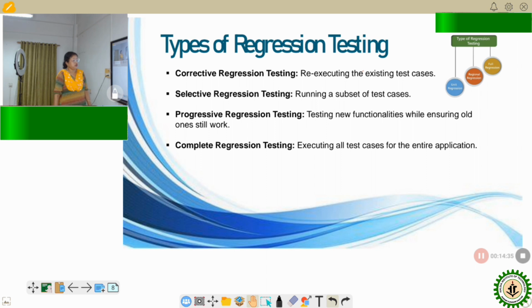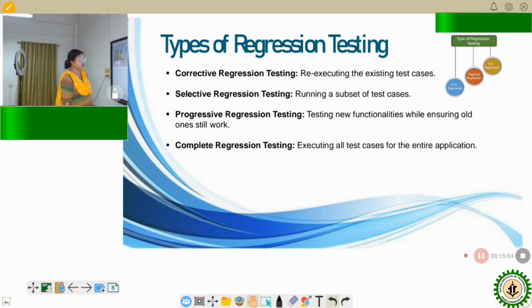There are types of regression. There are 4 types of regression. One is corrective regression testing, where we re-execute the existing test cases, and another is selective regression testing, where we run a subset of test cases.